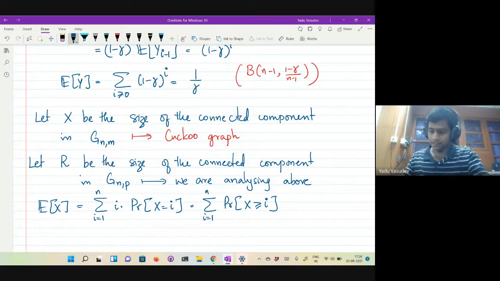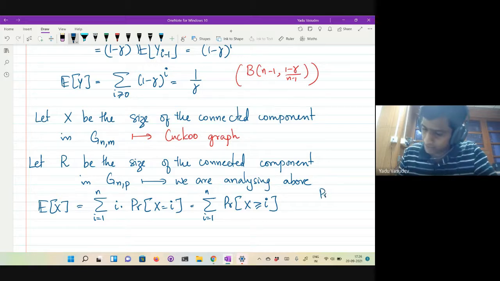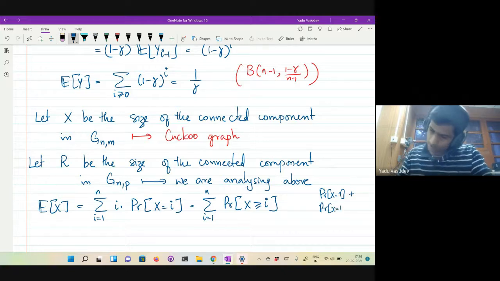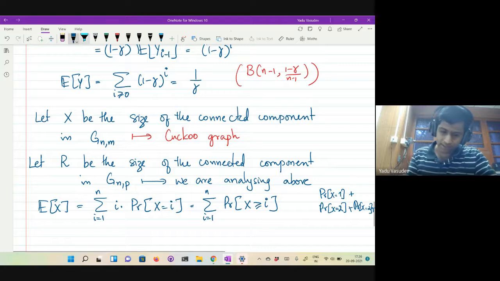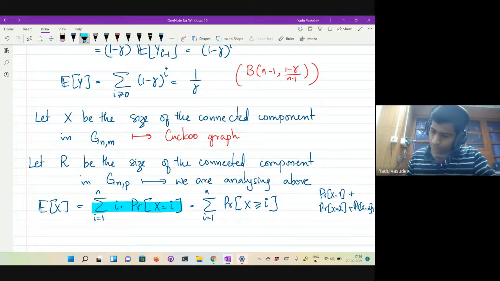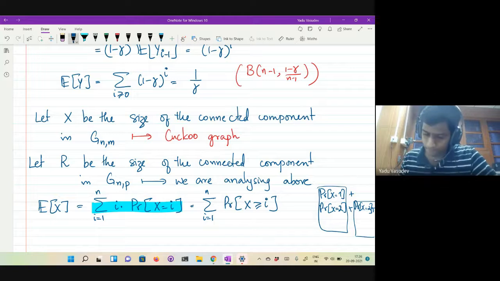You can just write this out separately, because what this is saying is that this is probability X is equal to 1, plus 2 times probability that X is equal to 2, plus 3 times probability X is equal to 3, right? That's what this is. So if you just regroup the sum, this is probability that X is greater than or equal to 1. Here you will have probability X is greater than or equal to 2 and so on. This is what we want to compute.